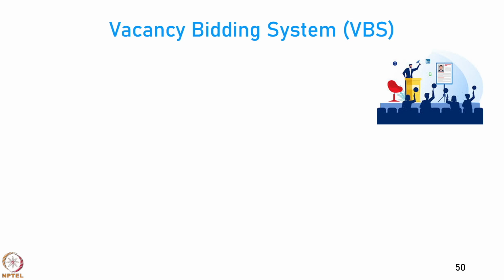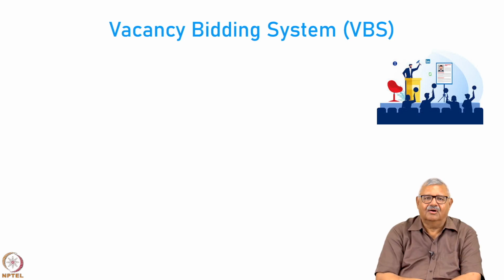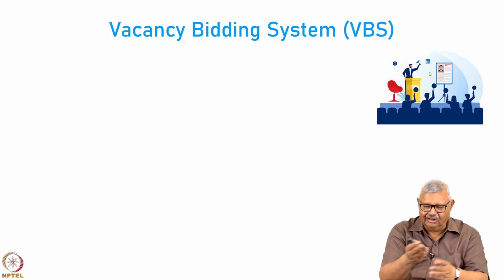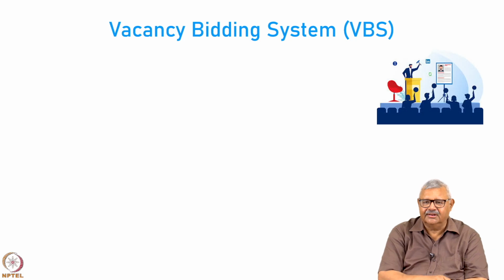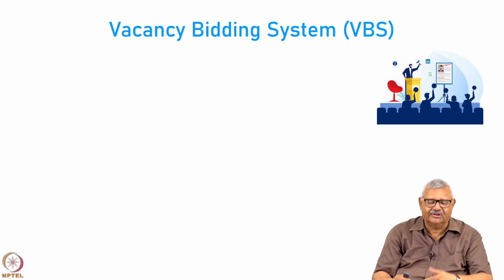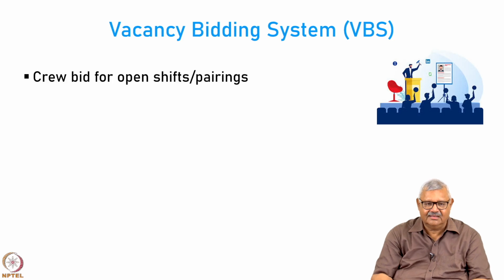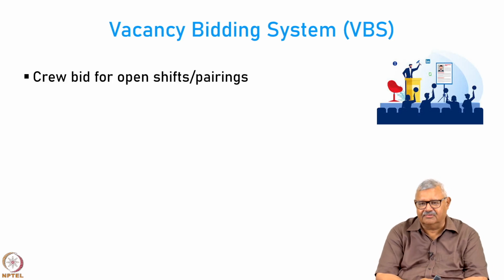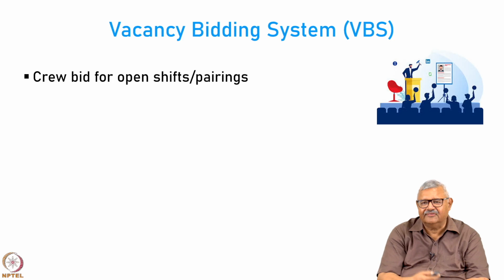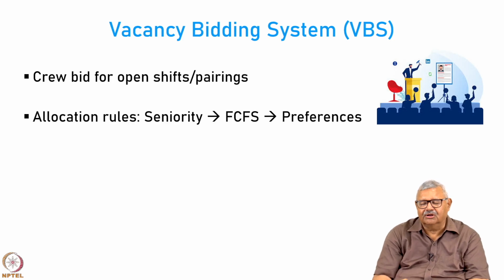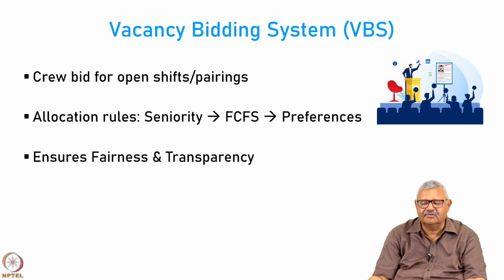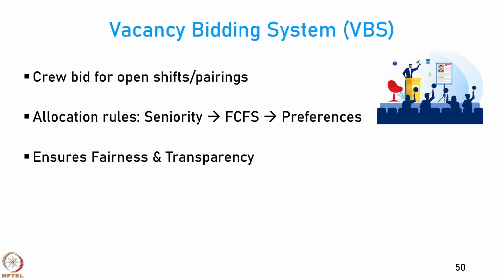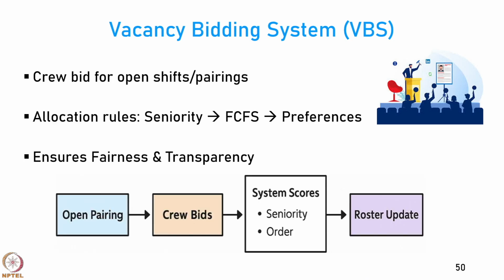Now, there is also something called a vacancy bidding system, or VBS. A vacancy has arisen. All the crew members in that company will get information on their phones that there is a vacancy. Hey, there is a vacancy, would you like to fill it up? So the crew members bid for any open shifts or pairings which are available. They bid based on their own preferences and their availability. Now, the allocation sequence is to allocate to the senior-most person, or first come first serve, or look at the preferences given by the various crew members. The idea is to ensure fairness and transparency.